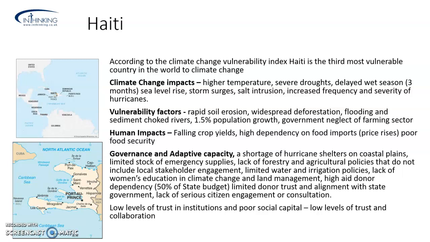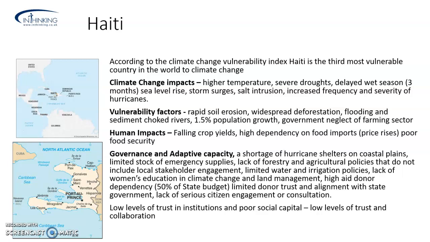So we've got human impacts such as a fall in crop yields, and it has a high dependency on food imports. So you have very high levels of food insecurity already. Climate change is going to exacerbate that in Haiti. That gets us thinking about, well, government and the adaptive capacity there. Hurricanes are one major issue, but they have a shortage of hurricane shelters on their coastal plains. And combined with that, they just don't have emergency food supplies and emergency supplies full stop to manage these types of disasters. Of course, we saw that in the earthquake as well, where they were just dependent on foreign support.